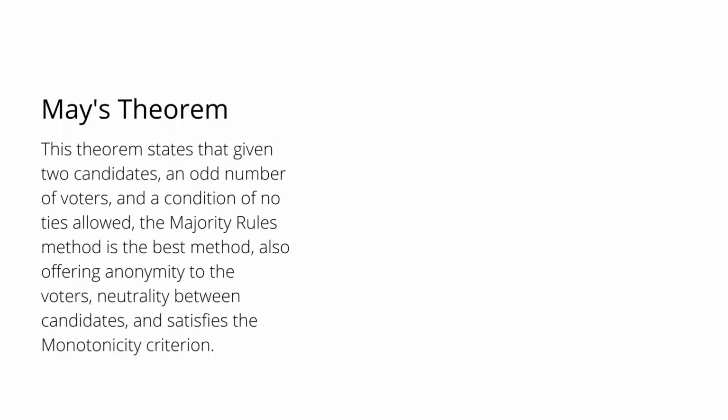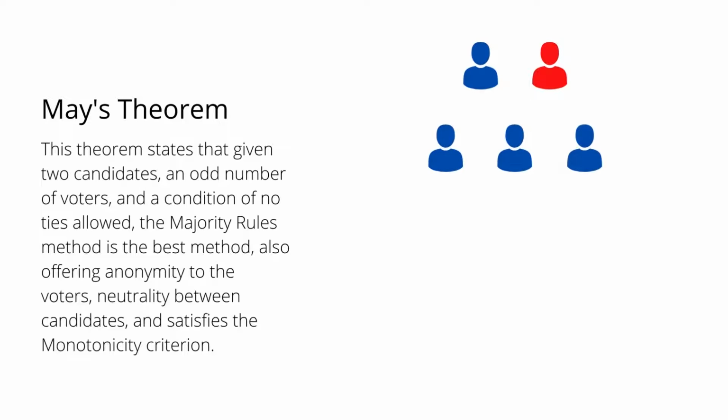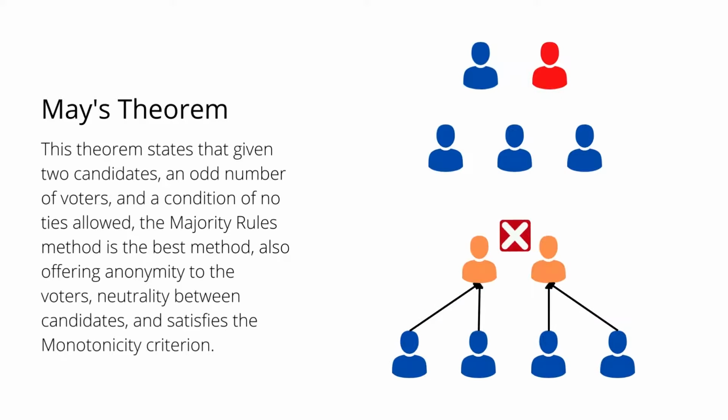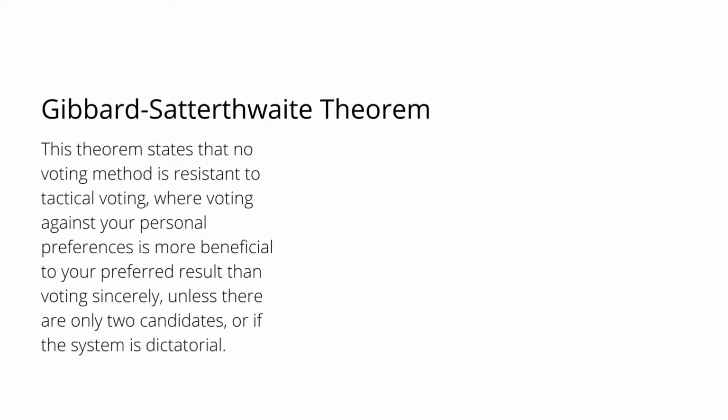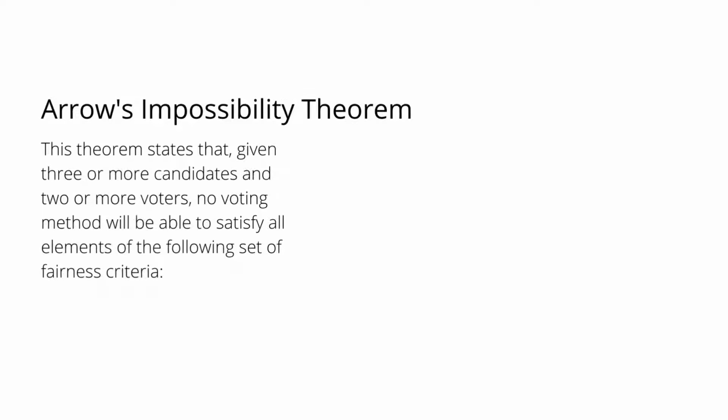May's theorem. This theorem states that given two candidates, an odd number of voters, and a condition that no ties are allowed, the majority rules method is the best method, also offering anonymity to the voters, neutrality between candidates, and satisfying the monotonicity criterion. Gibbard-Satterthwaite theorem. This theorem states that no voting method is resistant to tactical voting, where voting against your personal preferences is more beneficial to your preferred result than voting sincerely, unless there are only two candidates or if the system is dictatorial.